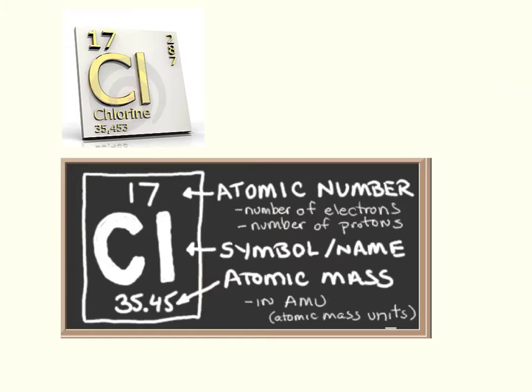Okay, so here I've just zoomed into one element in the periodic table, chlorine. Chlorine, capital letter C, little l. When you are looking at the symbols for atoms, it always starts with a capital letter. Sometimes it has a second letter, which will always be lowercase. Sometimes it doesn't.